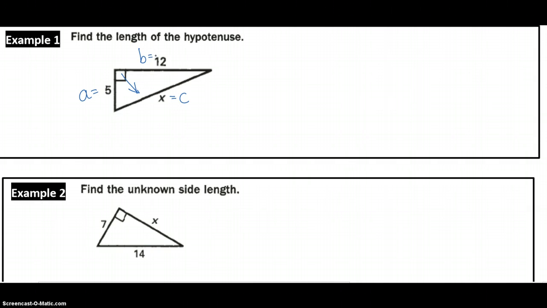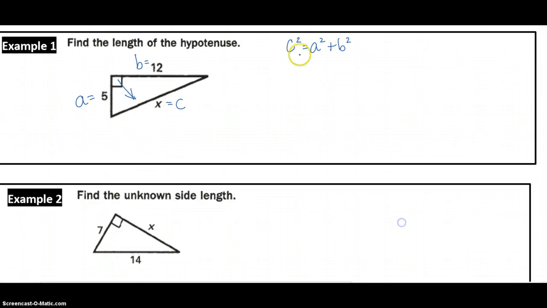and this is B. It's a right triangle, so we know we can use the Pythagorean theorem, which is C squared equals A squared plus B squared. Please write your formula and then plug in what you know. Well, what is A? Or I'm sorry, let's start with C. What is C? X. What is A? And what is B? With me?